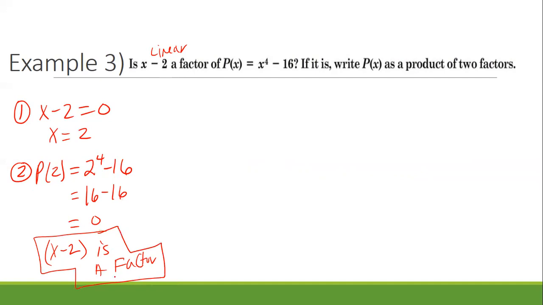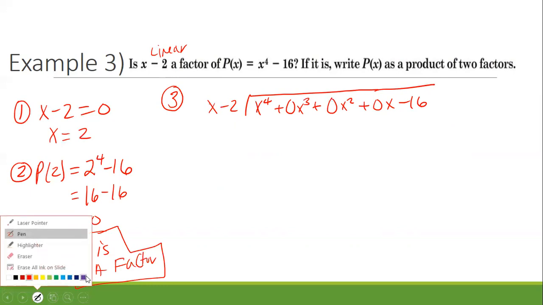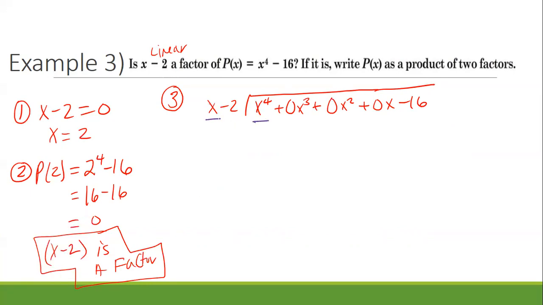Okay. Step 3 is where I do the division to find the remaining factors. So I'm going to actually go through. So I have x minus 2 divided into x to the 4th plus 0x to the 3rd plus 0x squared plus 0x minus 16. I was missing all 3 of those terms. So we're going to go through the actual process. So we have x to the 4th divided by x. So remember, we are dividing, multiplying, subtract, bring down, repeat. x to the 4th divided by x is x to the 3rd.